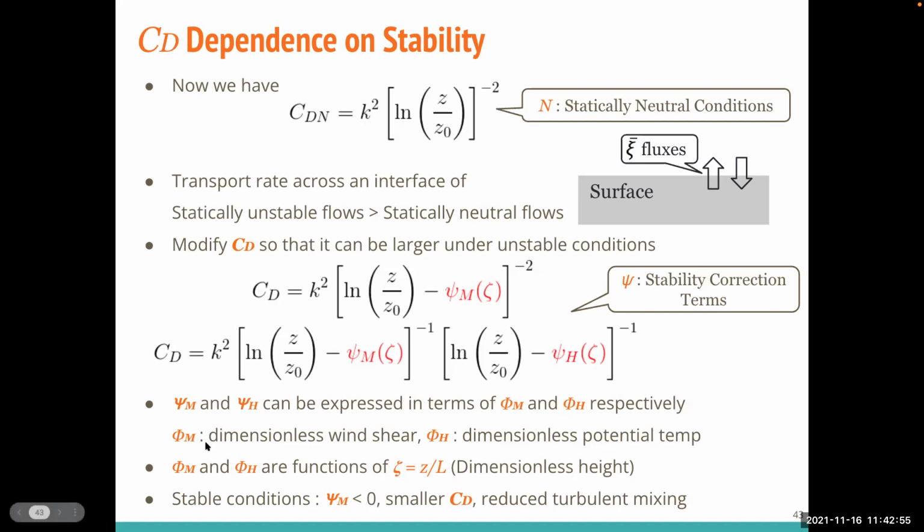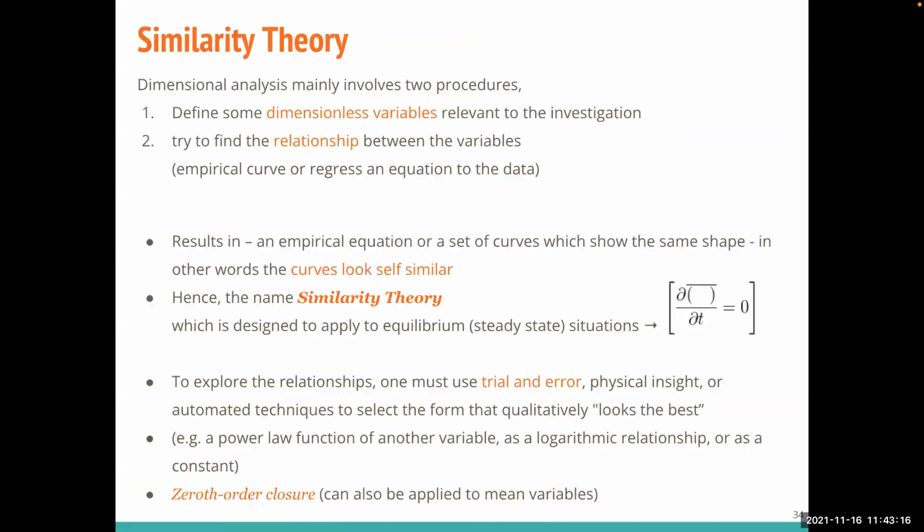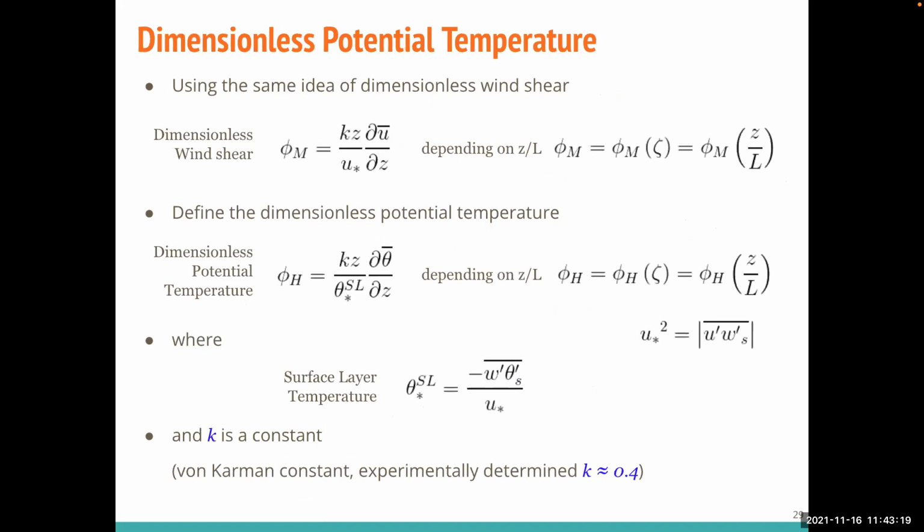The two phi's, what are they? They are the dimensionless wind shear and the dimensionless potential temperature profile. And you know that the dimensionless wind shear and the dimensionless potential temperature profile are functions of the dimensionless height. So the dimensionless shear is a function of the dimensionless height, and the dimensionless potential temperature profile here is also a function of dimensionless height. So this is what we are talking about in that slide.